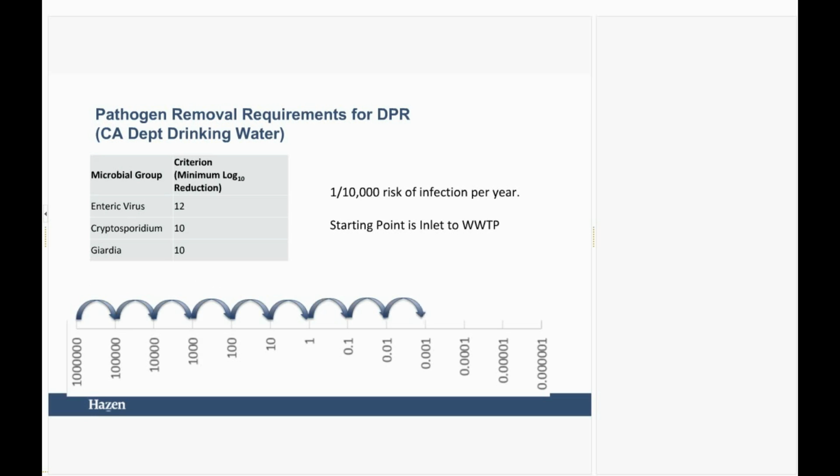When California was looking at developing their removal requirements for direct potable reuse, they looked at managing a 1 in 10,000 risk of infection per year. With that risk, they've come up with these criteria of removal: virus removal of 12 log, Cryptosporidium and Giardia removal of 10 log. I should point out that is with a starting point of raw sewage. So between raw sewage and something that we drink, that's the minimum removal that we need to achieve.